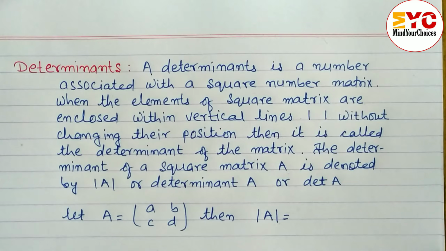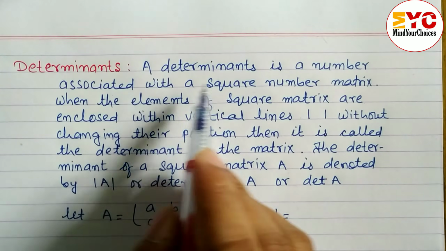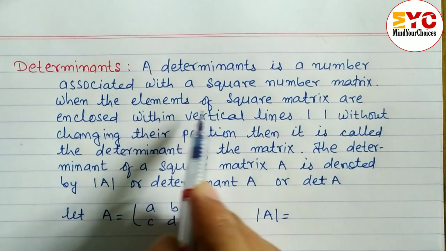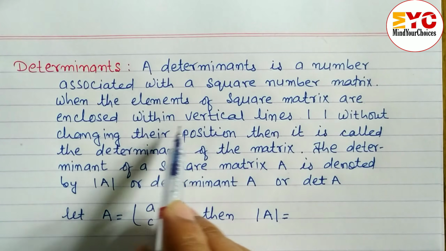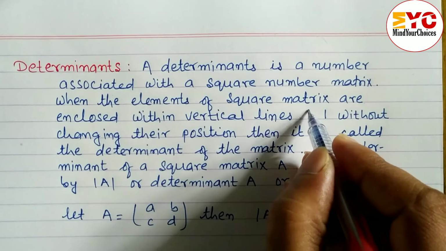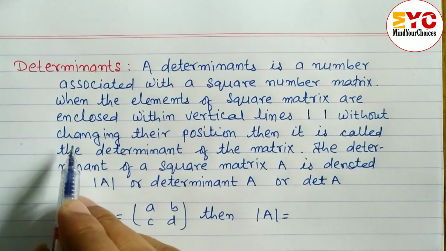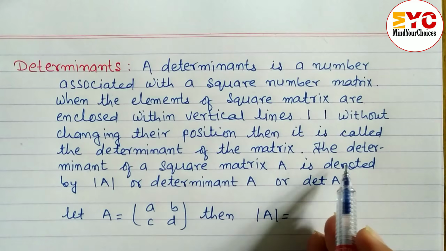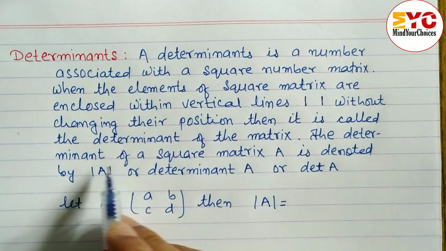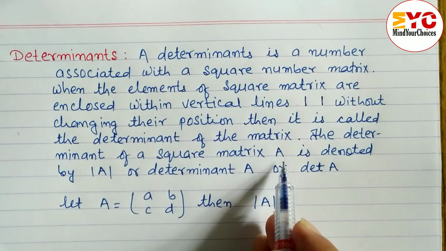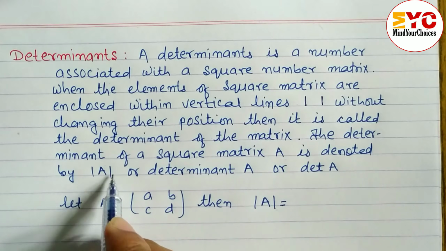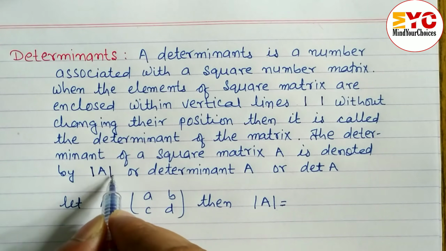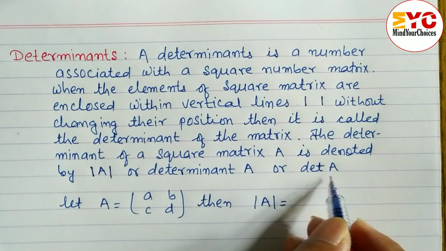You can see here we have a definition. Determinant: a determinant is a number associated with a square matrix. When the elements of a square matrix are enclosed in vertical lines without changing their positions, it is called the determinant of a matrix. The determinant of a square matrix A is denoted by determinant A. This is read as determinant A or det A.